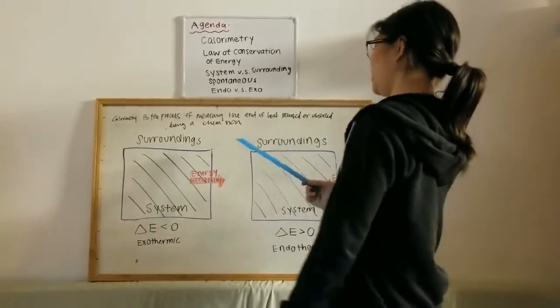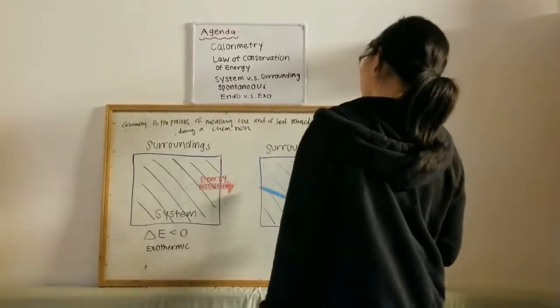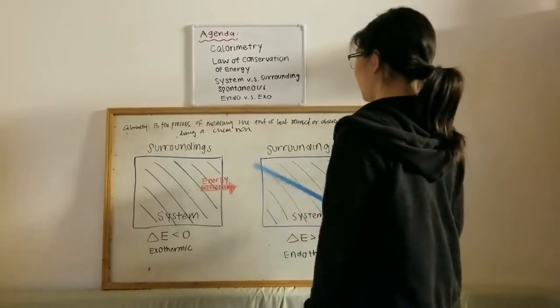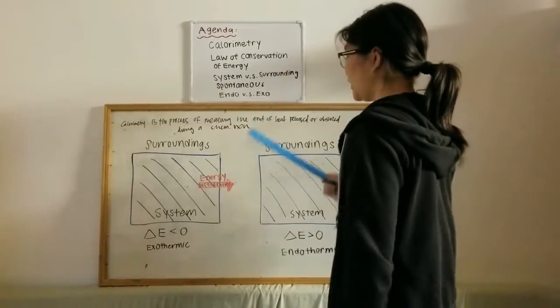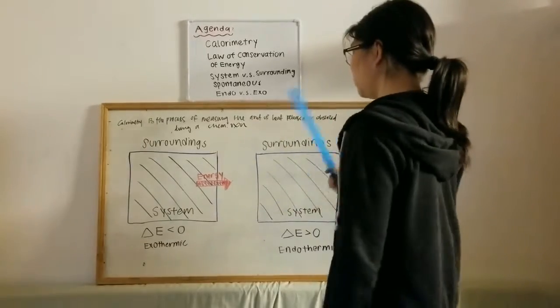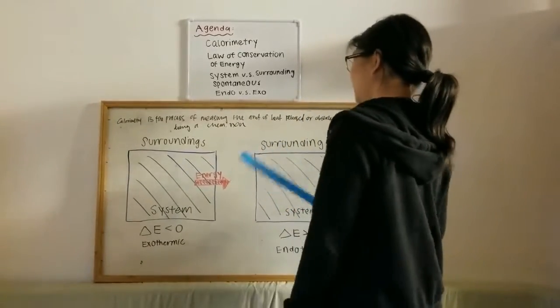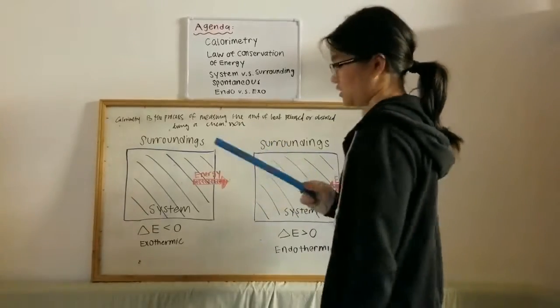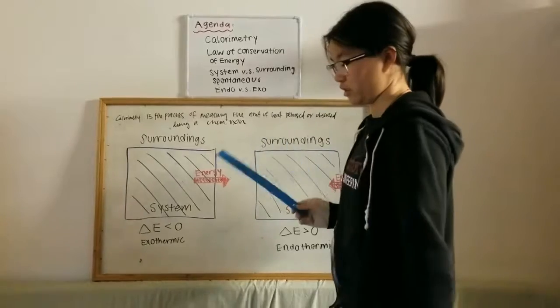Calorimetry is the process of measuring the amount of heat released or absorbed during a chemical reaction. The amount of heat or energy released is always the same amount of heat or energy absorbed because of the law of conservation of energy, which states that energy can neither be created nor destroyed. Instead, energy is transferred from one system to another or from a system to its surroundings, and the energy that comes out of the system is always equal to the energy that goes into the surroundings. The energy transfer can occur through heat exchange or through work.